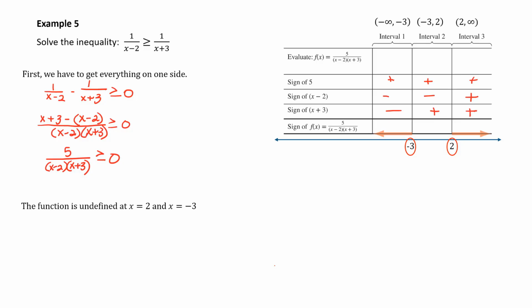So you can see that for the first interval, the function will be positive because it's positive times negative times negative. For the second interval, from negative 3 to 2, we have a negative for the function, and then from 2 to infinity, the function is positive. So the question is, what are the possible values of x where this is greater than or equal to 0, and that's going to happen as you go from negative infinity to negative 3 and from 2 to infinity.